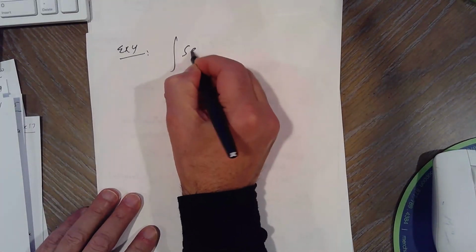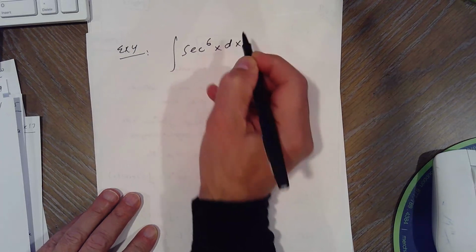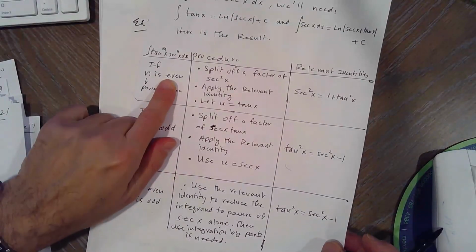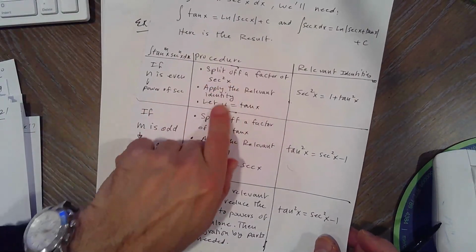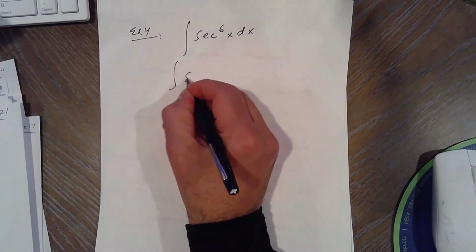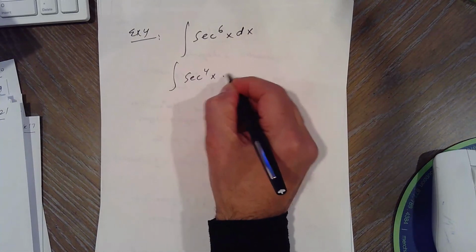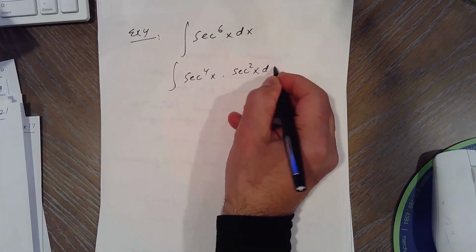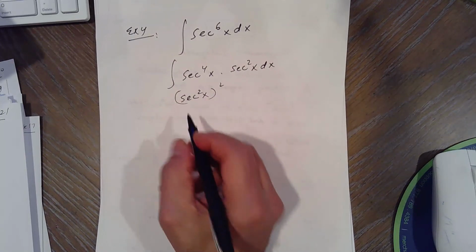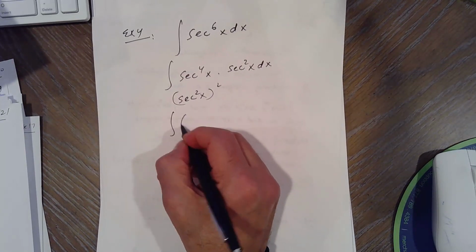Okay, example 4. What's the integral of secant 6x dx? Again, this is the case where the power of secant is even, so we're going to split off secant square and apply the relevant identity, u equals tangent x. So integral of sec 4x times secant square x dx. So this is secant square x squared, where secant square is 1 plus tangent square.